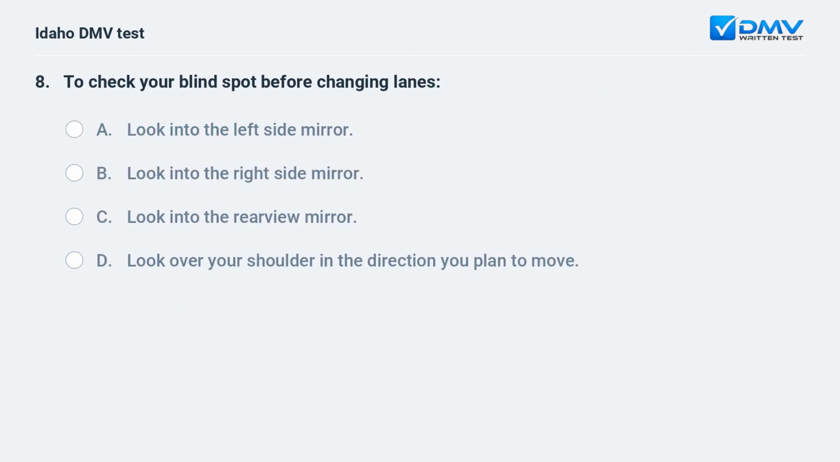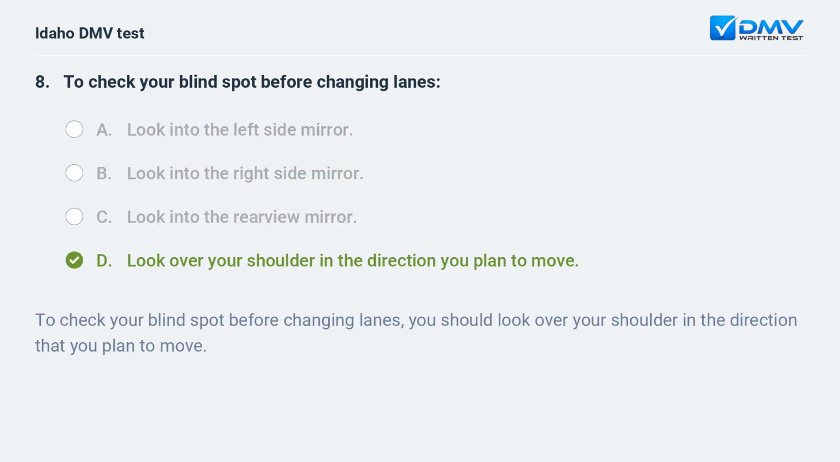To check your blind spot before changing lanes, A. Look into the left side mirror. B. Look into the right side mirror. C. Look into the rearview mirror. D. Look over your shoulder in the direction you plan to move. D. Look over your shoulder in the direction you plan to move. To check your blind spot before changing lanes, you should look over your shoulder in the direction that you plan to move.